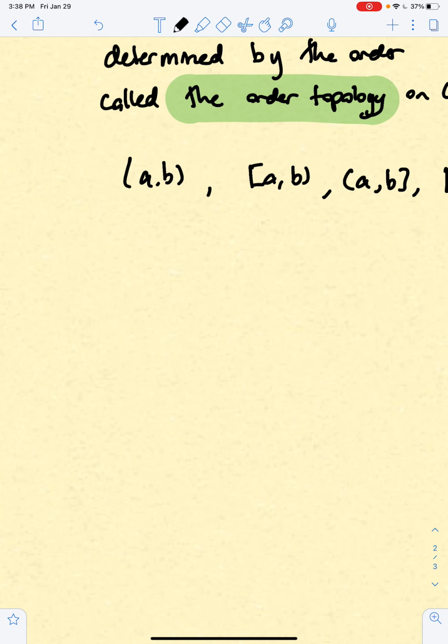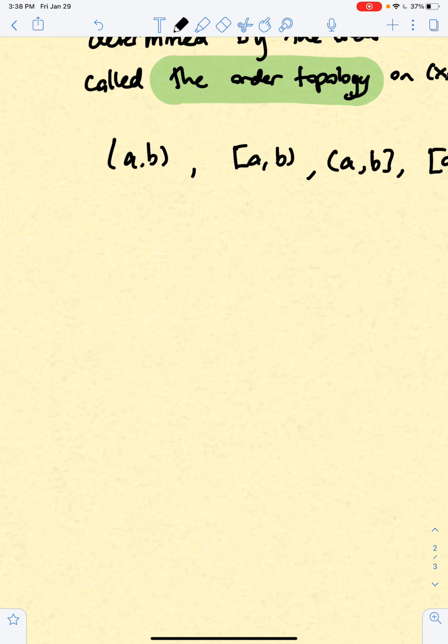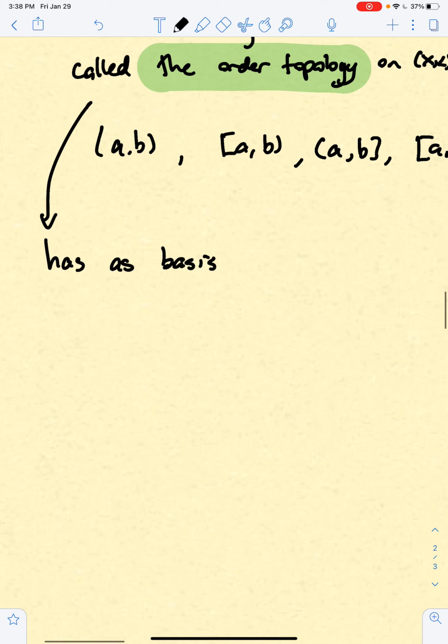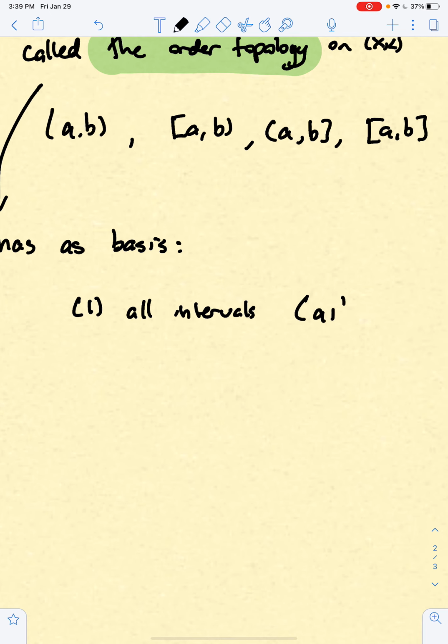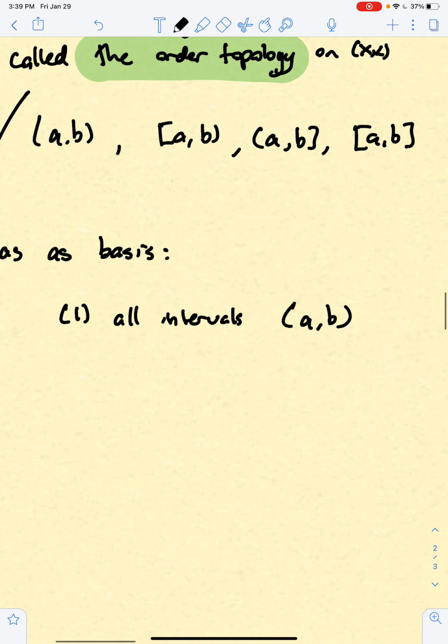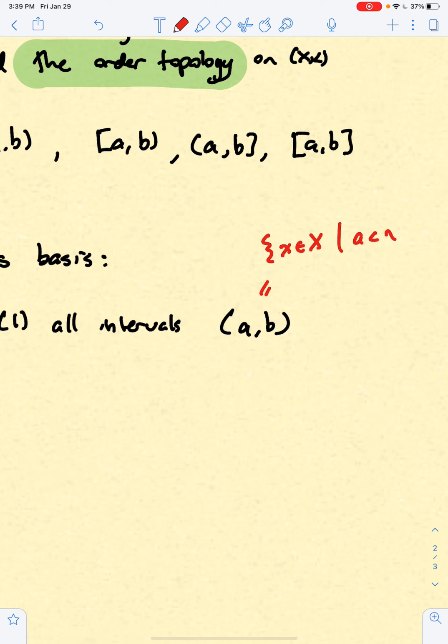So, what is this topology? Well, I'm going to specify it with a basis. It has as basis the following subsets. One, all intervals of the form (a, b), which we know to be all little x in big X such that a is less than x is less than b.